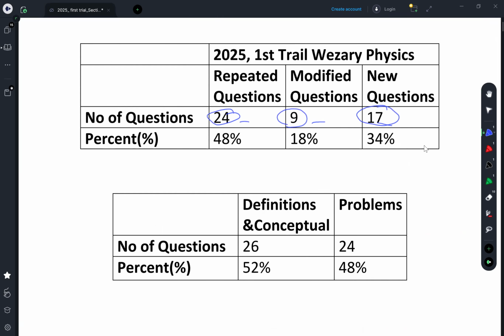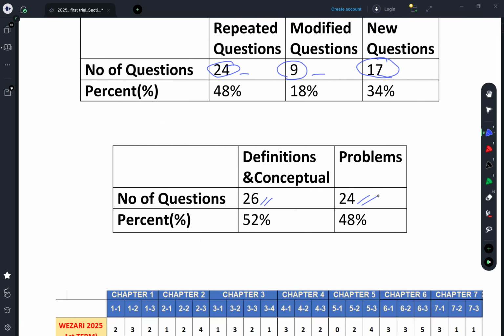And from these 50 questions, 26 of them were definitions and conceptual questions, and 24 of them were problems. Again, this ratio is always the same every year in every exam.